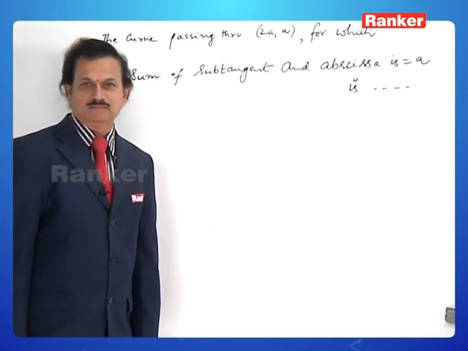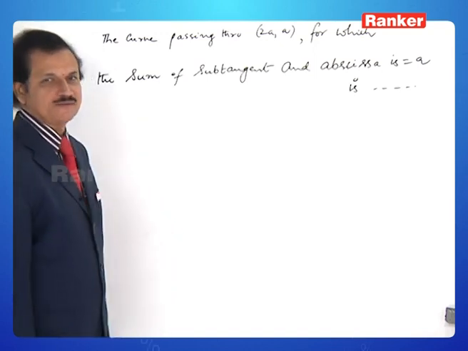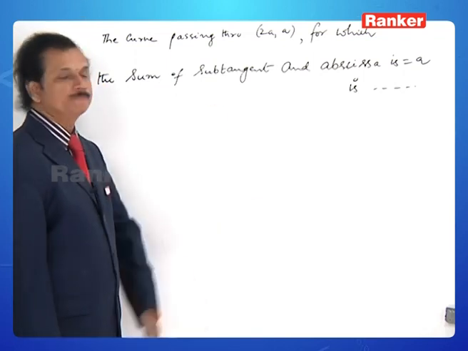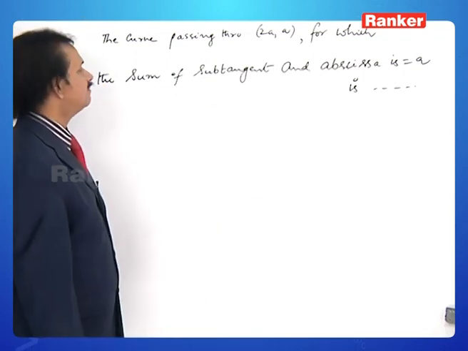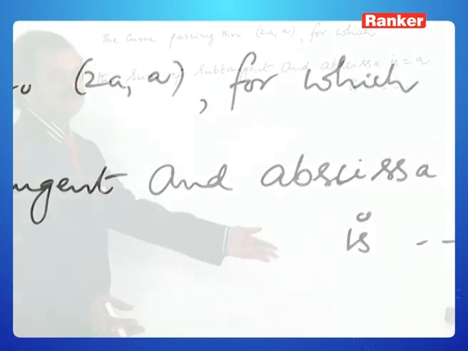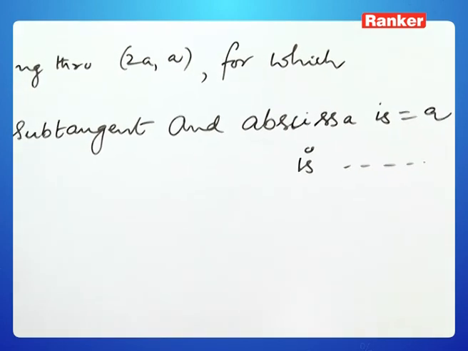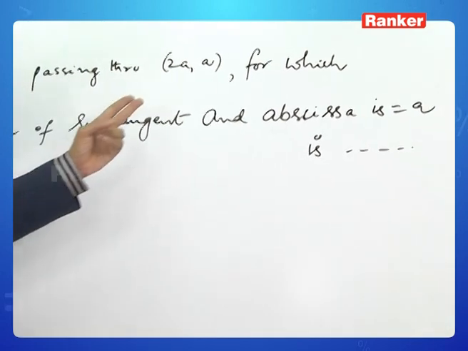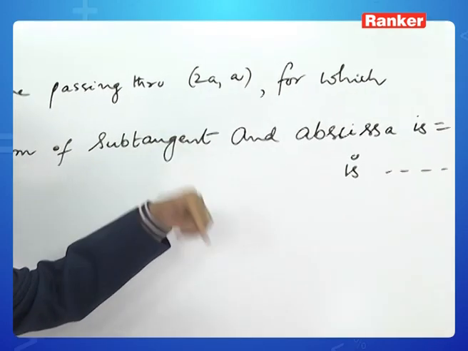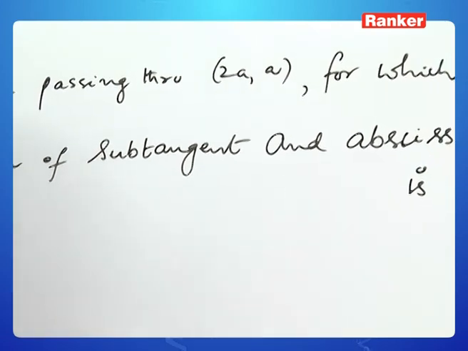Another special problem is approaching, you please follow the sentence given in the question. There is a curve which passes through the point 2a comma a, for which the sum of the subtangent and abscissa is equal to a. What is the equation of the curve? Here, two pieces of information have been given. The first one is it passes through the point 2a comma a, and the next one is length of the subtangent and abscissa. The sum is a.